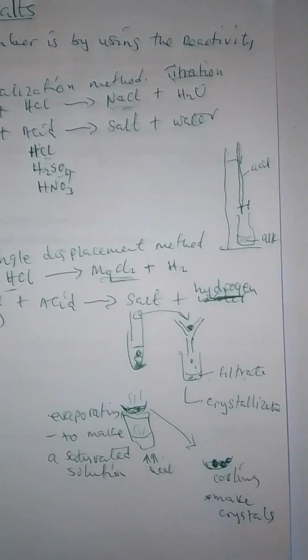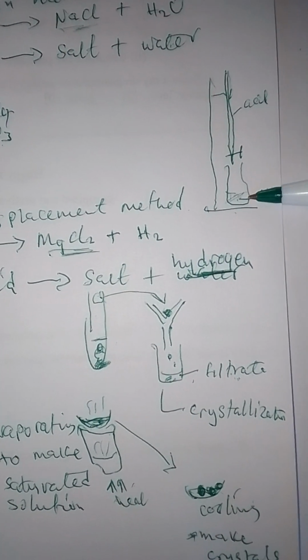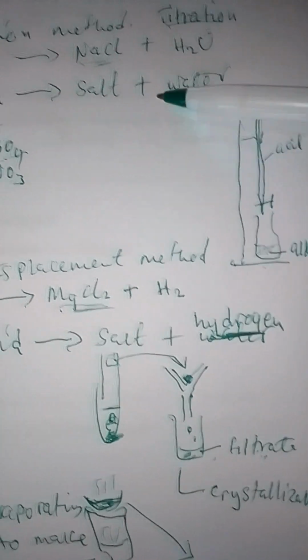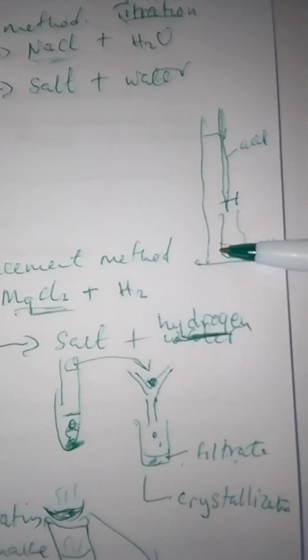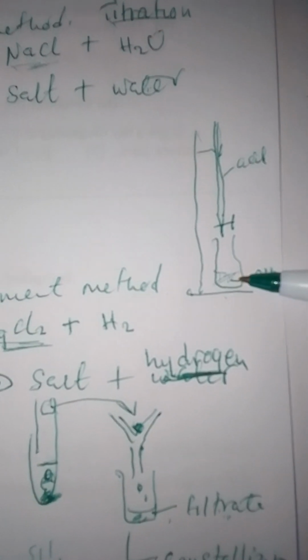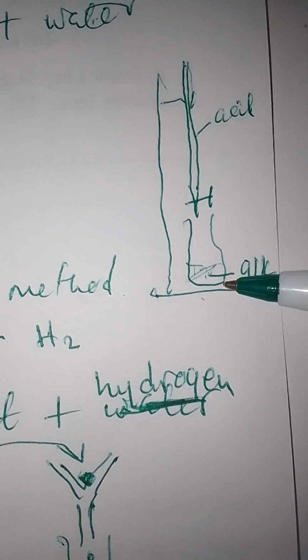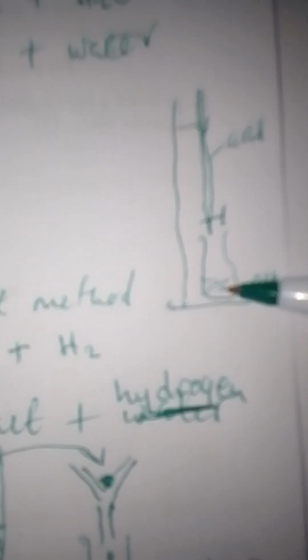Okay, so as I said here, titration method, when you see the color changes here, just know that a salt and water has been formed. Then it shows that the reaction has ended. Then you stop. Then you crystallize. You have to crystallize the what? This salt that is formed here.